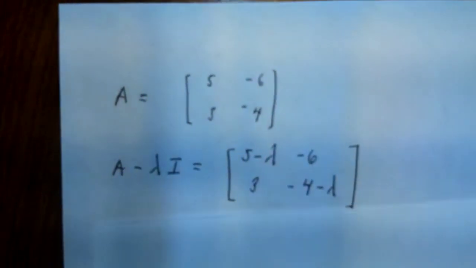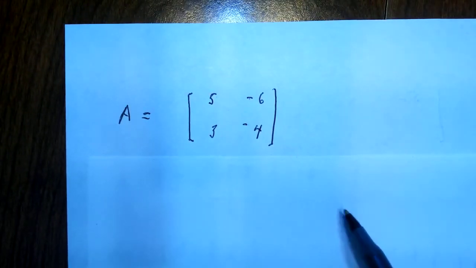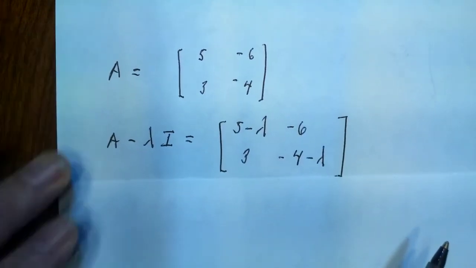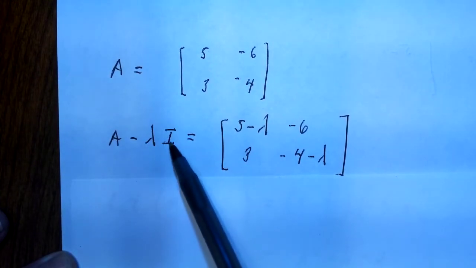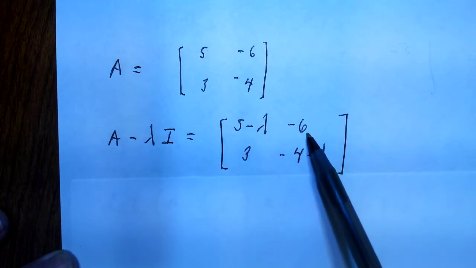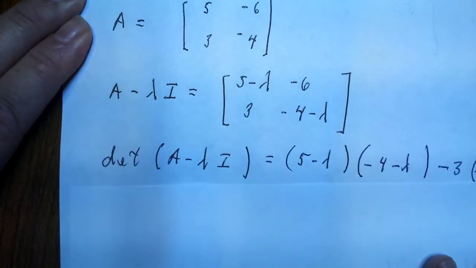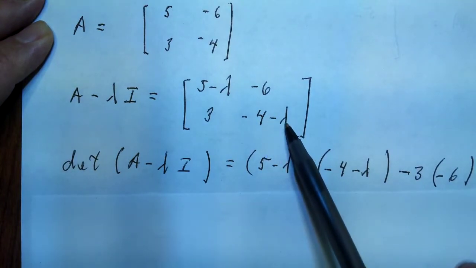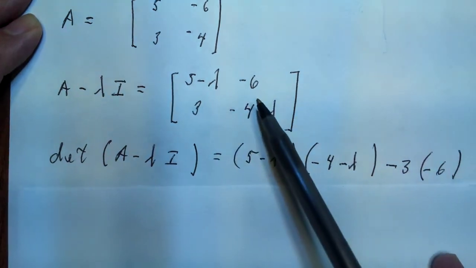Let's take a look where A is the matrix 5, negative 6, 3, negative 4, which we were looking at a moment ago. So we take the determinant of A minus lambda times the identity. Lambda times the identity would just be placing lambdas on the diagonal of the identity matrix. So we get 5 minus lambda, minus 6, 3, and minus 4 minus lambda. And we want to compute the determinant of that. So we multiply 5 minus lambda times minus 4 minus lambda, and then we subtract 3 times negative 6.